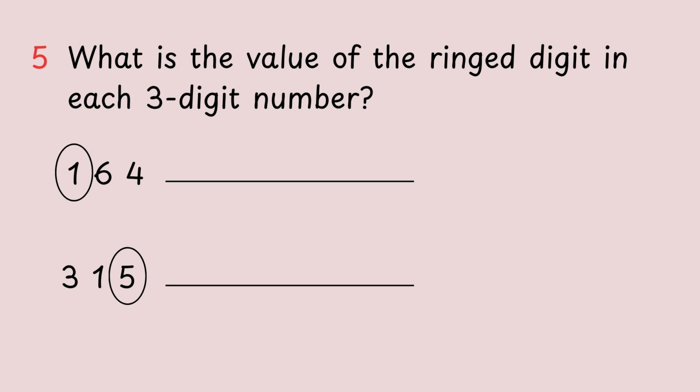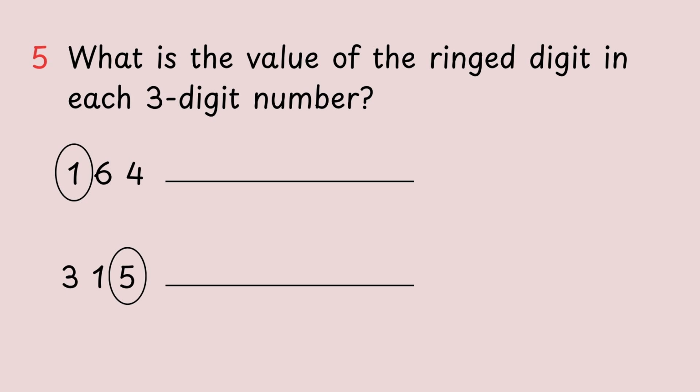Question 5. What is the value of the ringed digit in each 3-digit number? First number is 164, and the digit 1 is ringed. Let's look at its position. We have 4 ones, 6 tens, and 100.